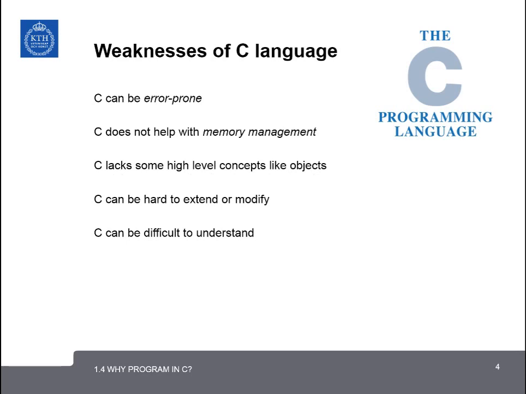C is an older programming language. While many of the other languages from the era have lost popularity, C has stood the test of time. However, it is missing a lot of features that more modern programming languages have, and it does have some noteworthy drawbacks. For example, C can be error-prone, meaning it's easy to make mistakes.